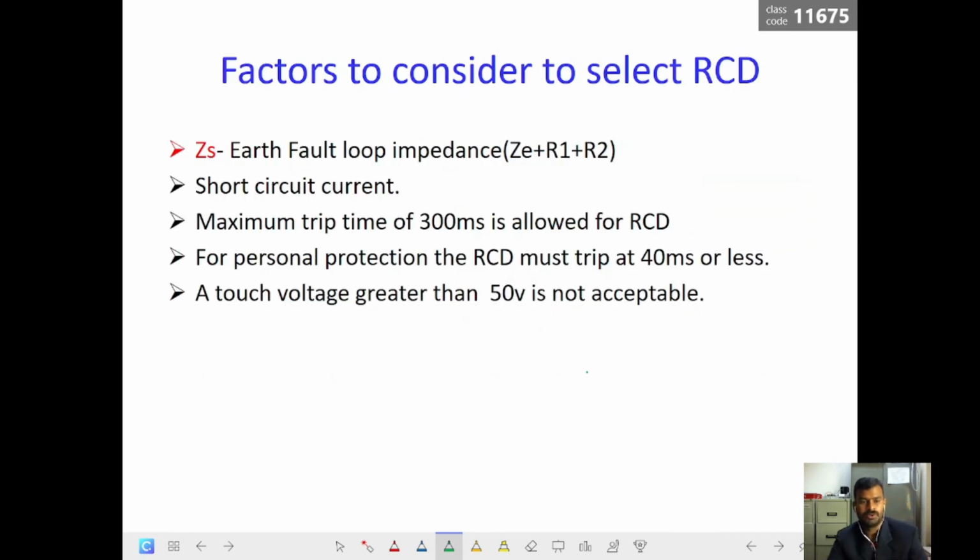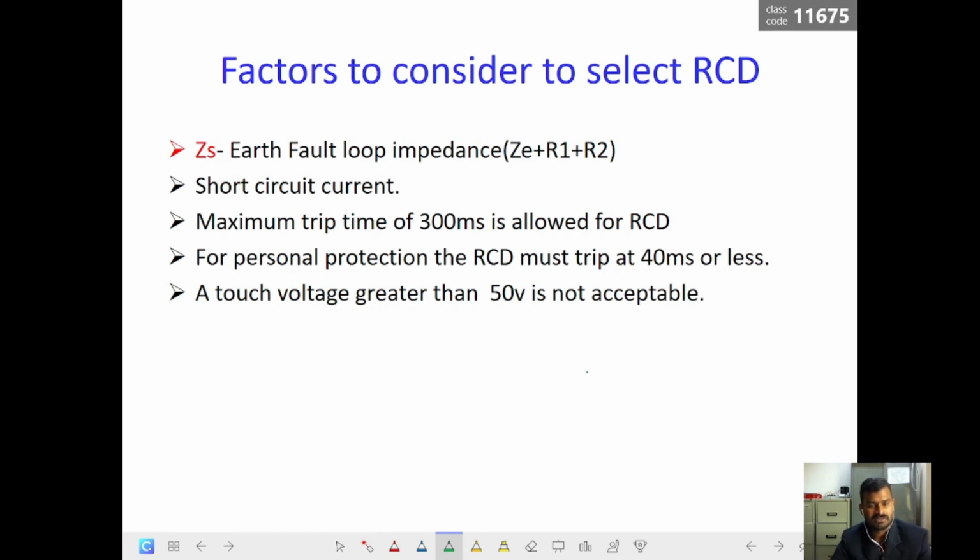The factor which affects the trip time of the RCD is the earth fault loop impedance. I also put up a video for this, so please refer to that video for what the earth fault loop impedance is and how it affects the trip time of the RCD. Here I would like to say that the earth fault loop impedance should be maintained very low, so that the trip time will be fast. And the short circuit current, obviously based upon the resistance and the supply voltage, would change. If the resistance offered is low, then the short circuit current would be very high and the trip time will be very short. It will open the circuit very fast.